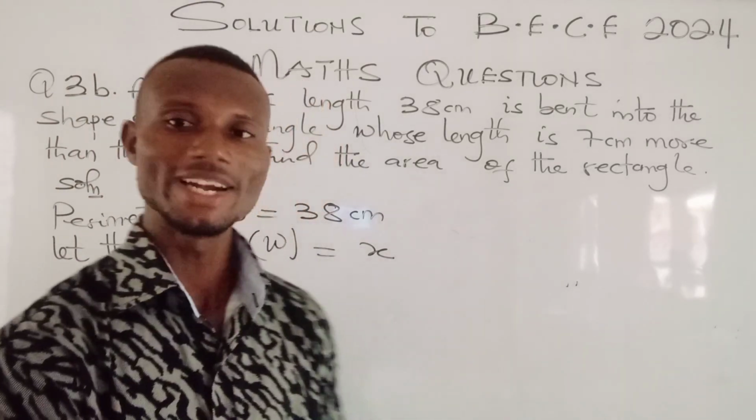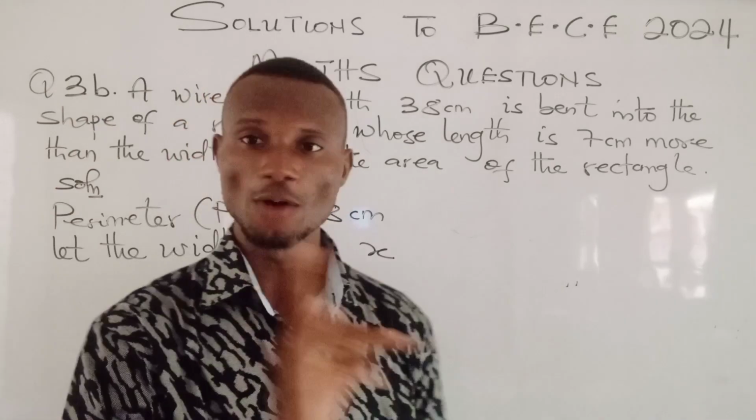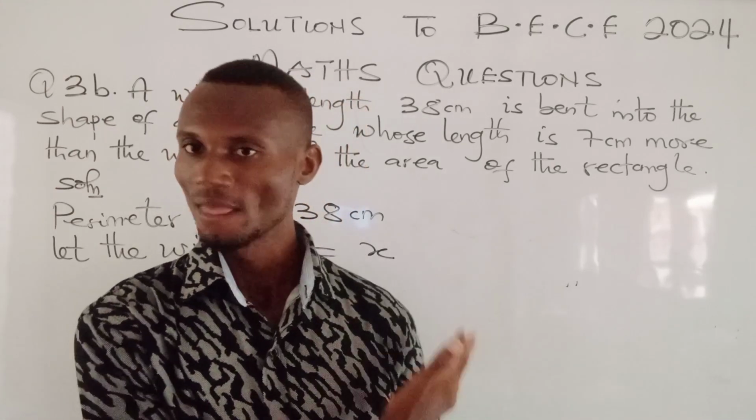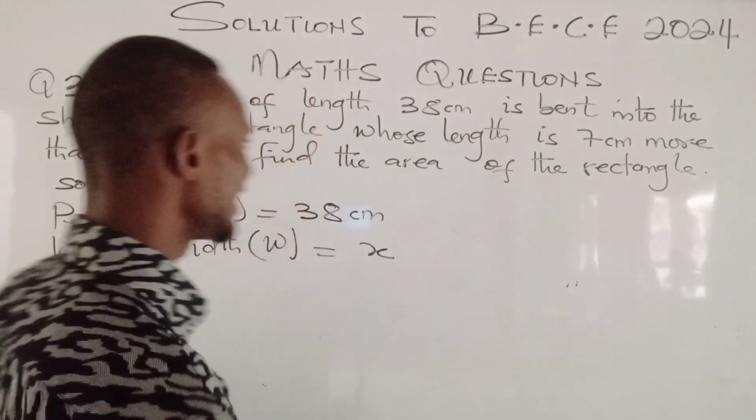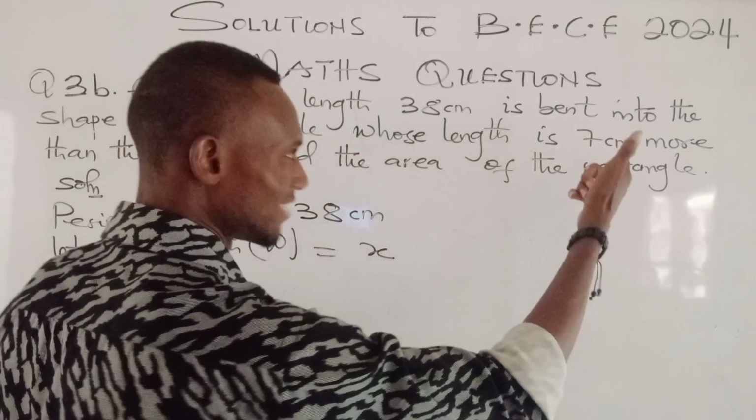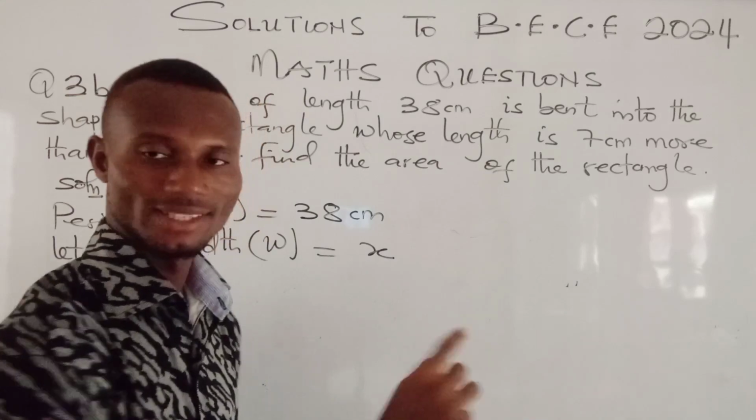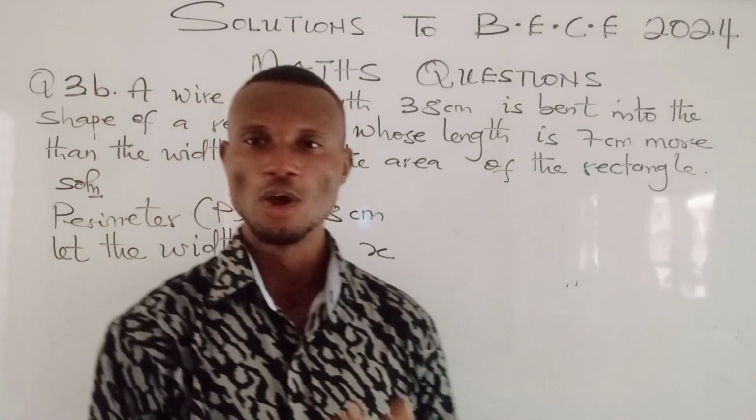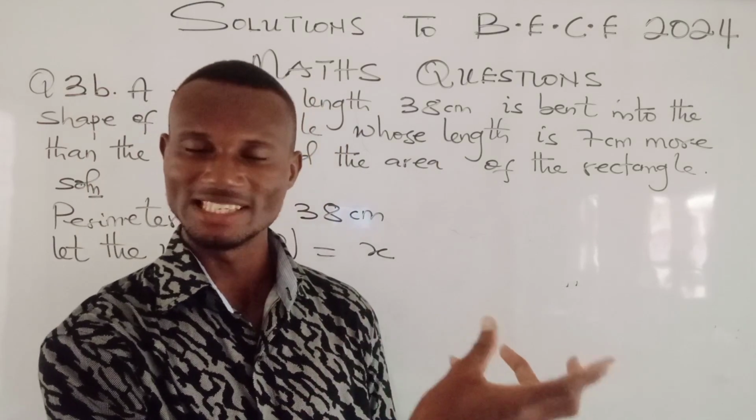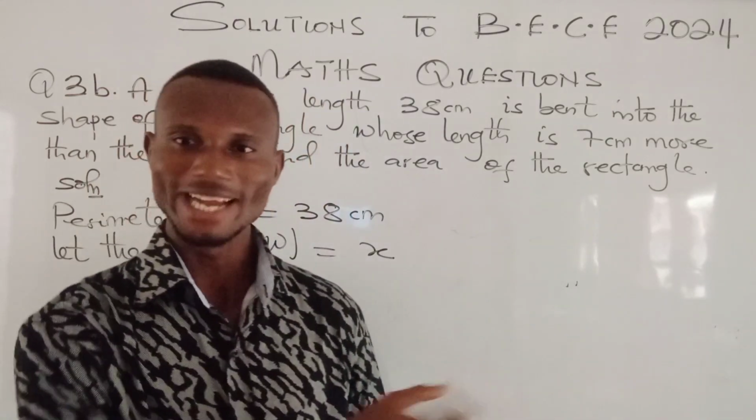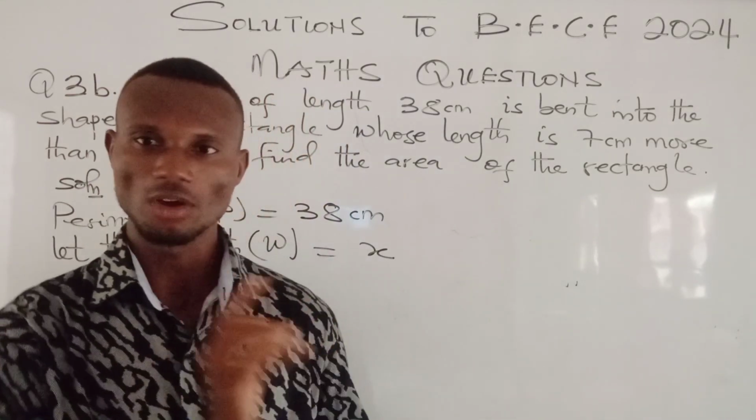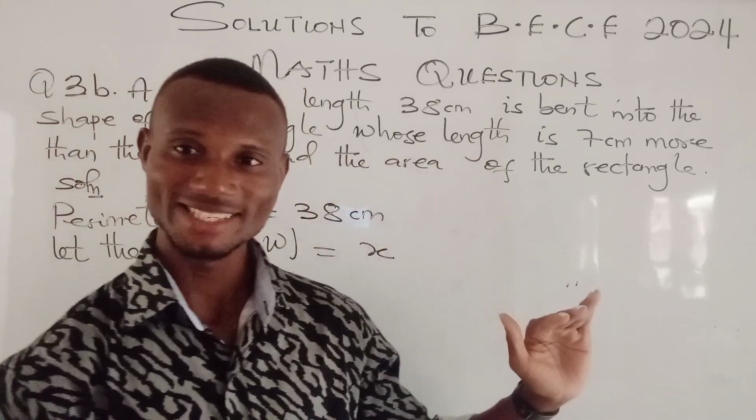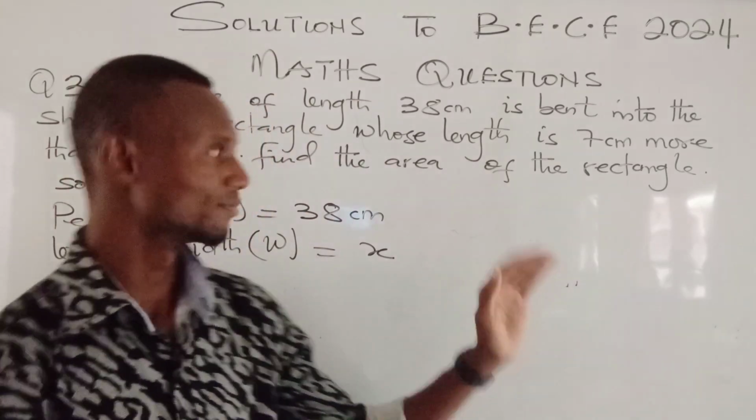Now, if we know that the width is S, then of course we can know the length of the rectangle. Why? Because it's saying that the length is 7 centimeters more than the width. Now, 7 centimeters more than the width means that when we add 7 centimeters to the width, it will be equal to the length of the rectangle. I hope you agree with me. Let's take our time and read it again.